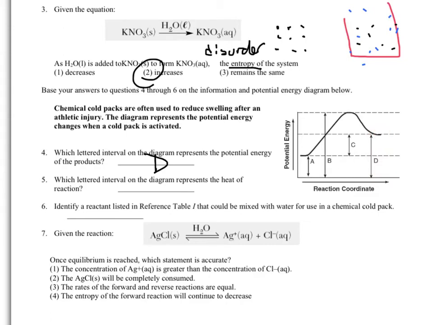Question number 5 is looking for the heat of the reaction. Here the reaction is symbolized by delta H. And its formal equation, which you need to know, is the heat of the products minus the heat of the reactants. Remember, heat is interchangeable with the potential energy. So it's the potential energy of the products minus the potential energy of the reactants, the difference between the two plateaus.